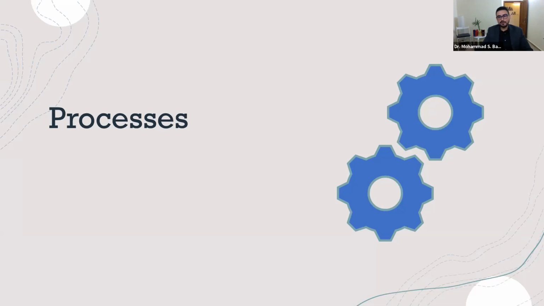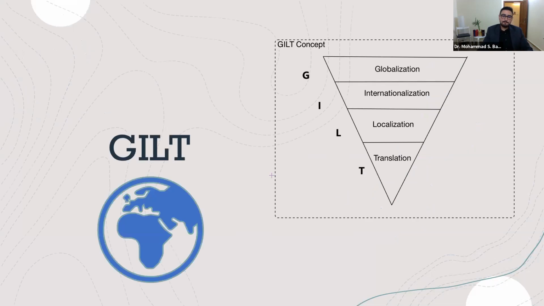Now, after talking about types of software localization and the issues, I'm going to go to the next point to talk about localization again and how localization is initiated in software companies. When we talk about localization, we should talk about four main concepts or four main stages. The first one is called globalization. Globalization is the big umbrella of the GILT approach that I'm going to explain in the coming slides. The second level or strategy is called internationalization. After that, we have localization and then translation. Let's start with the first one.